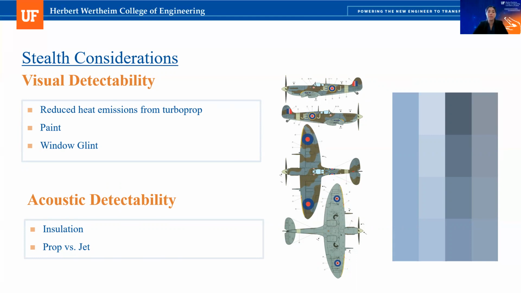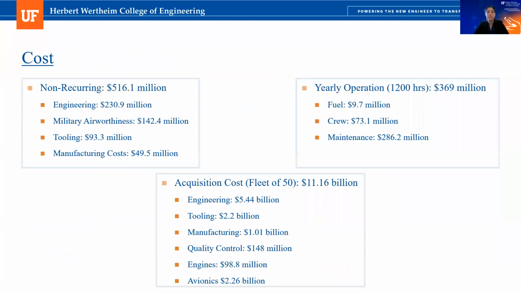Props are noticeably quieter than jet engines, which aids in reducing acoustics. The other way we reduced acoustics was by adding insulation around the engine to dampen some of the noise. Next slide.